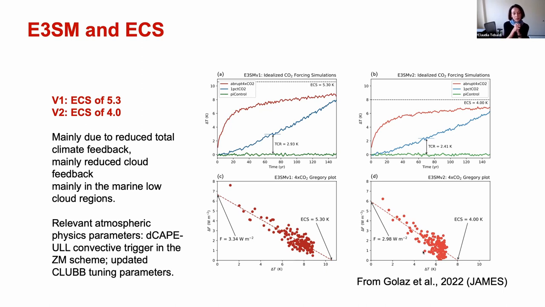And to go from one to the other, it was found that mostly it was a matter of reducing cloud feedback, particularly in the marine low cloud regions. And you see there the parameters that were found to create the most sensitivity in the model.